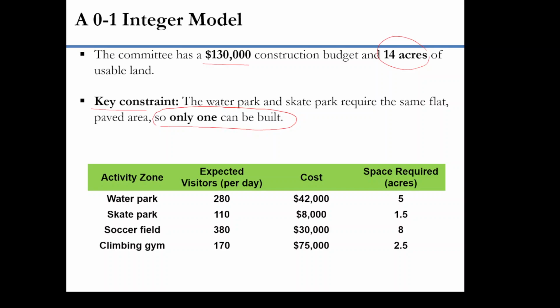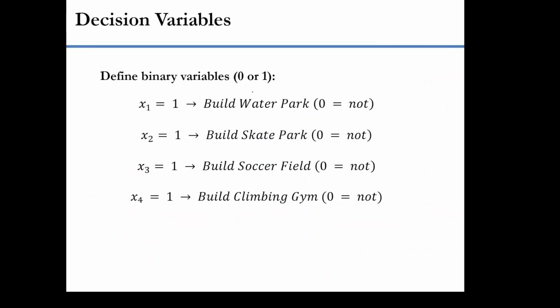We'll come to it in a bit, but let's first look at the decision variables, because we are making a decision to do something or not. So the binary variables 0 and 1 are used. We have x1, which will take a value of 1 if we build the water park, otherwise it's 0. So x1 is either 0 or 1, and similarly x2, x3 and x4. They are binary decision variables having the value of only 0 and 1.